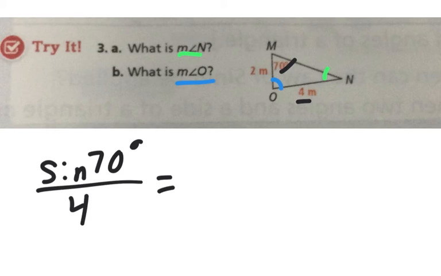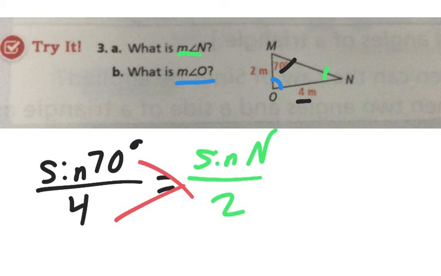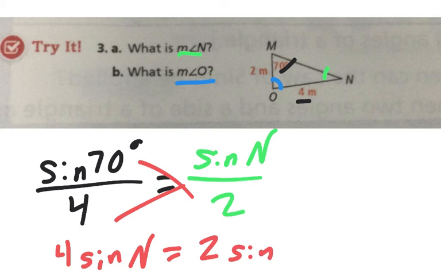Now, in my second ratio, I need to choose either the blue or the green angle, depending on where I know any other information. We can see opposite the green angle, I know that that side is 2. So I'm going to use the green and solve for angle N first. So sine of angle N over the opposite side 2 will be how we need to set this up. Fraction equal to a fraction, cross multiply, set them equal. So I've got 4 times sine of N must equal 2 times sine of 70.